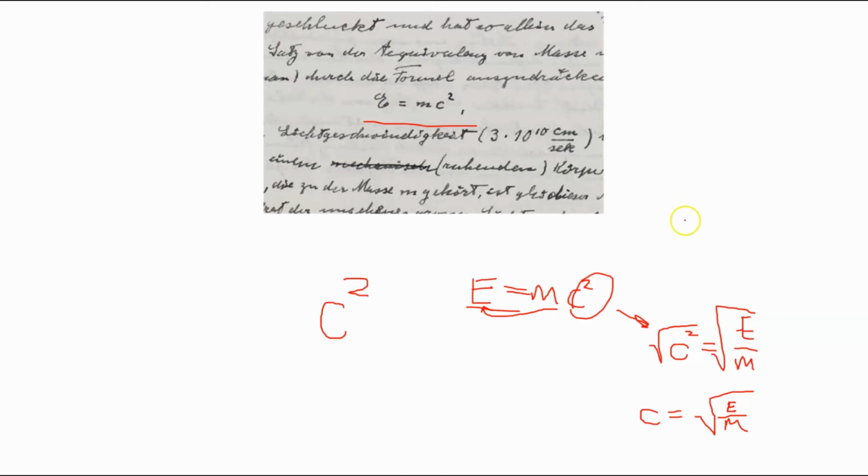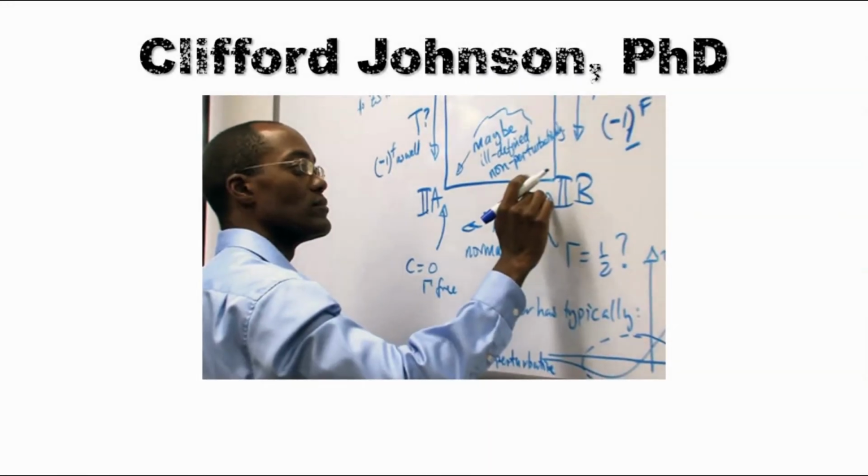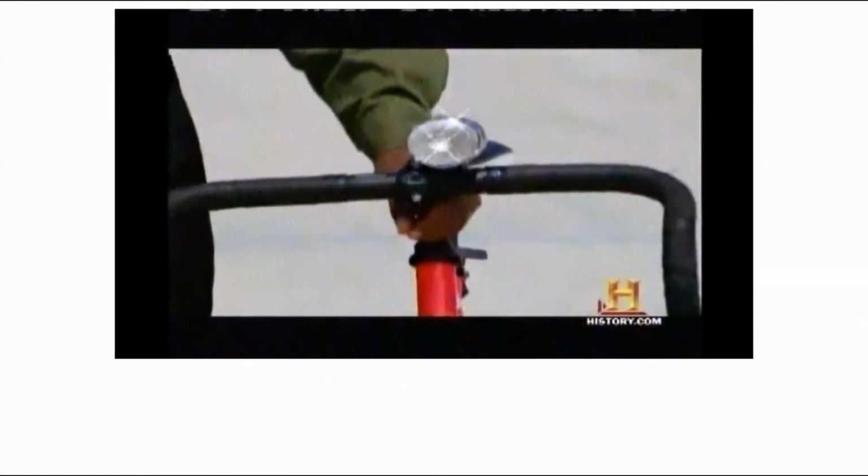And we're going to give you a little insight into how it is that nothing can travel faster than the speed of light, thanks to the great physicist Clifford Johnson. Physicist Clifford Johnson at a bicycle track, where a tennis ball will compete against a beam of light.